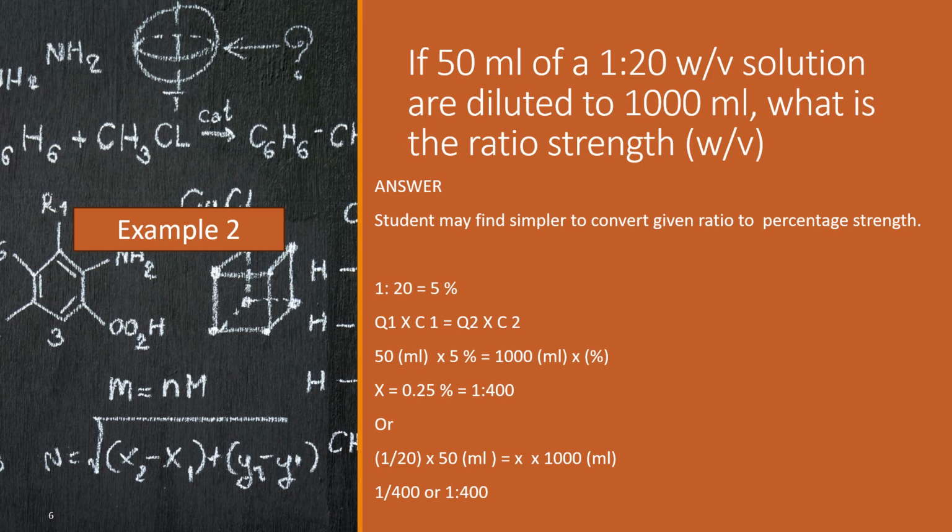So basically, if the concentration or percentage strength is given in the ratio, then you can convert it into the percentage strength. So 1 to the ratio of 20 is equal to 5%. By using the same formula, Q1C1 equal to Q2C2, you can get the concentration strength equal to 0.25%, or if you want to convert it into ratio form, it's equal to the ratio of 1 to 400.